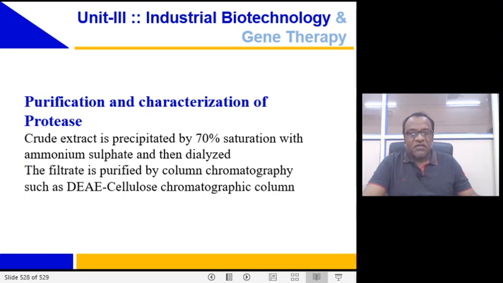For the purification and characterization of the proteases, the crude extract is precipitated up to 70% saturation with ammonium sulfate, and then it is dialyzed. Then several column separations are adopted. The filtrate is purified by column chromatography such as DEAE cellulose chromatographic columns, especially with respect to the fungal species we are trying to understand.